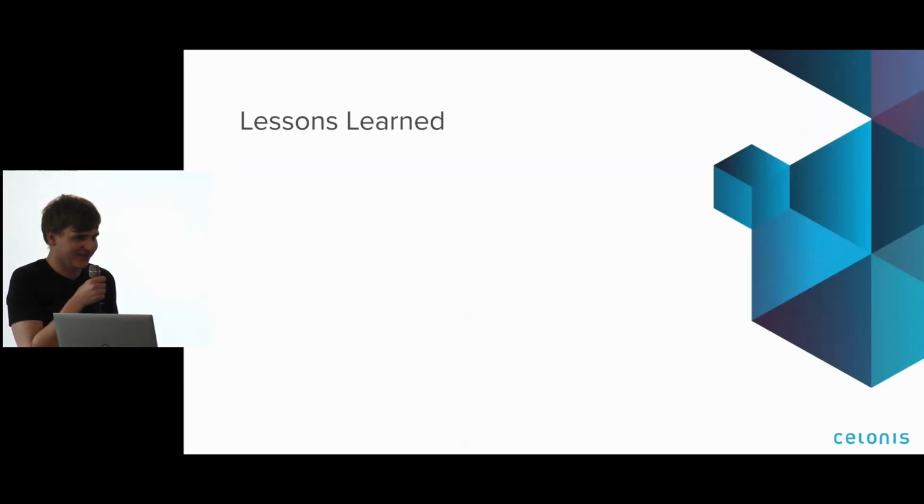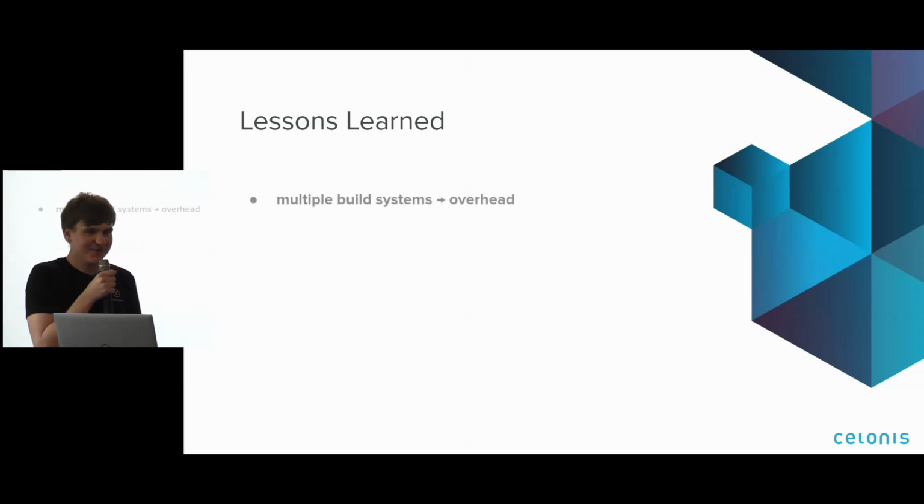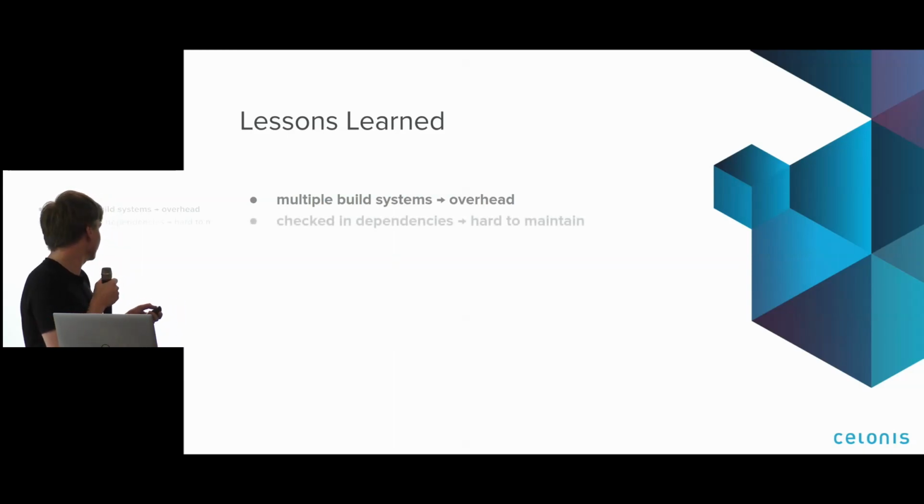So, lessons learned. Multiple build systems is usually a bad idea. You can see the technical debt almost immediately. You see that, oh, I have to add this new dependency. Oh no, I have to change it twice. I have to twice find out how this build system works, how I can change this. So it's a lot of overhead almost immediately.